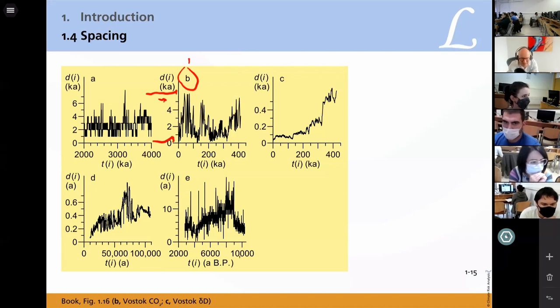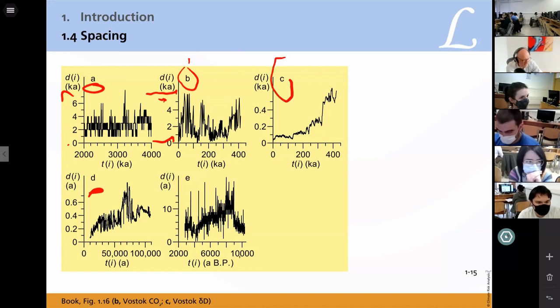The reason is that the archive did not accumulate at a constant rate. There are periods where the accumulation was higher, a lot of material came in, and therefore the spacing in time is smaller there. I explain that on the next slide. And we see also the other records. This is another ice core here. This is a marine sediment core. It is also not constant there. Here it varied between 7 or so and 1 kilo years and so on.